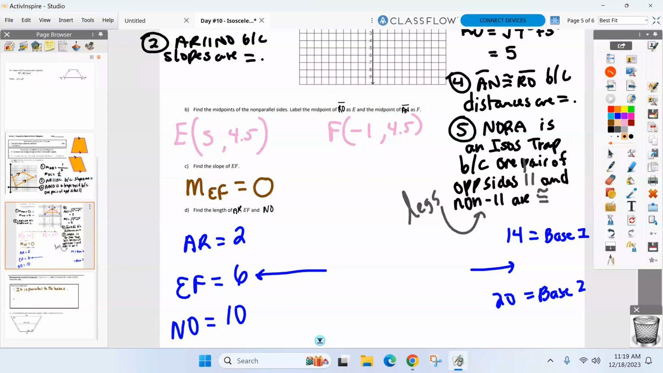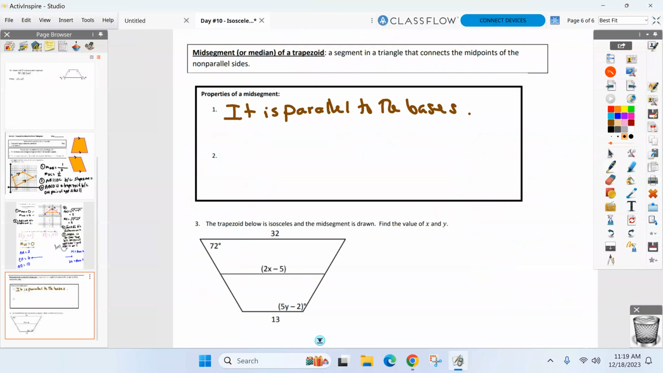All right, so here's the property in mathematical terms. The length of any midsegment is equal to half the sum of the bases. Okay? And a midsegment connects the midpoints of the non-parallel sides.